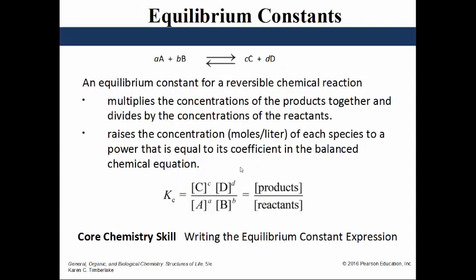All right, next we'll talk about equilibrium constants. Equilibrium constant for a reversible chemical reaction multiplies the concentrations of the products together and then divides that total by the concentrations of the reactants multiplied by each other. And this is a generic way how it's written: A, B, double arrows, C, and D. In this generic form, C and D are the products, and then A and B are the reactants.